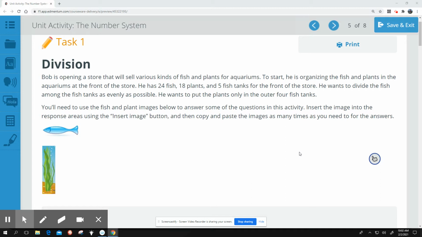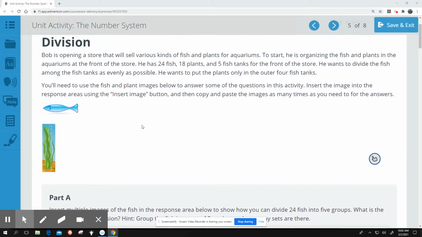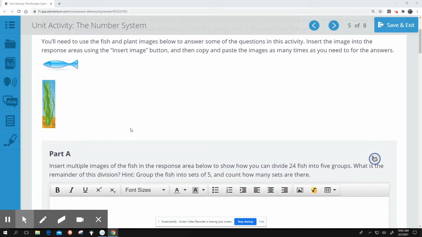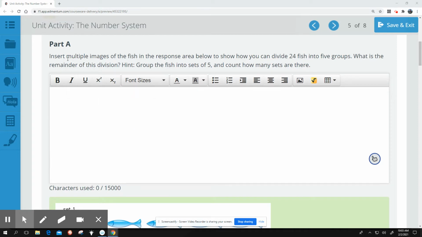You'll need to use the fish and plant images below to answer some of the questions in this activity. Insert the image into the response areas using the insert image. We're not going to do that, actually. This was quite confusing to try and get done, so we're going to use a capital F for fish and a capital P for plants, okay? That's going to be easier than trying to insert stuff. So let's look at part A.